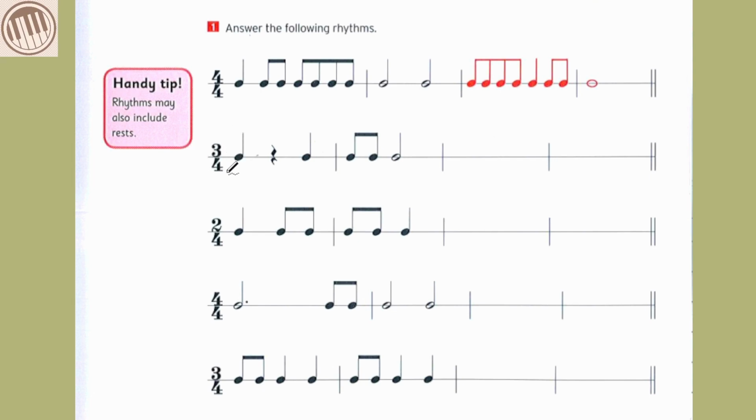3-4 time signature. Ta rest, ta ti ti two. Okay, ta rest, ta ti ti two. Let's take an example. If someone asks you, where were you last night? How would you answer that question? I could say, last night I was at the theater.